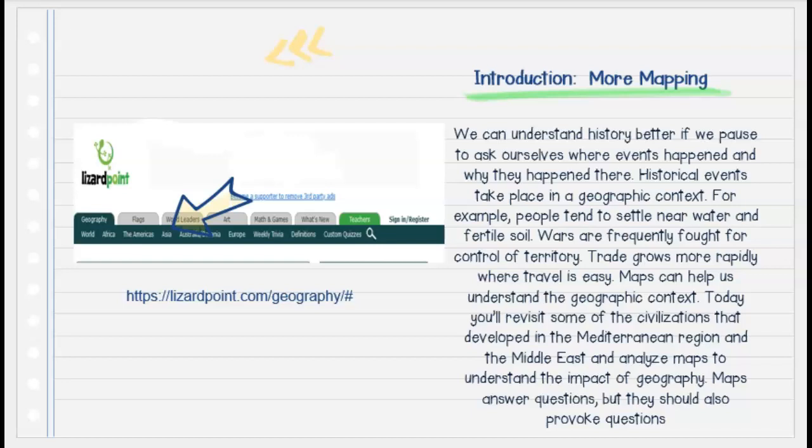Introduction, more mapping. We can understand history better if we pause to ask ourselves where events happened and why they happened there. Historical events take place in a geographic context. For example, people tend to settle near water and fertile soil. Wars are frequently fought for control of territory. Trade grows more rapidly where travel is easy. Maps can help us understand the geographic context. Today, you'll revisit some of the civilizations that developed in the Mediterranean region and the Middle East and analyze maps to understand the impact of geography. Maps answer questions, but they should also provoke questions.